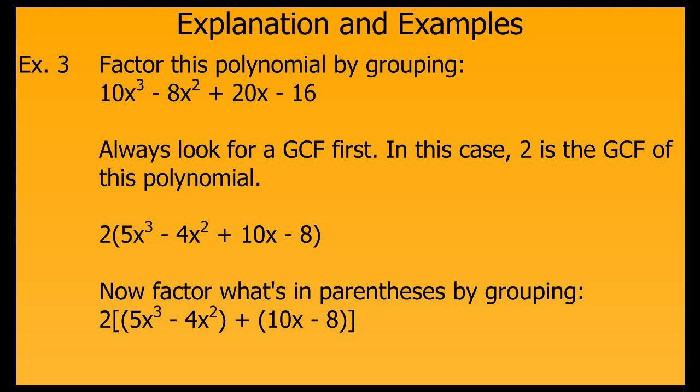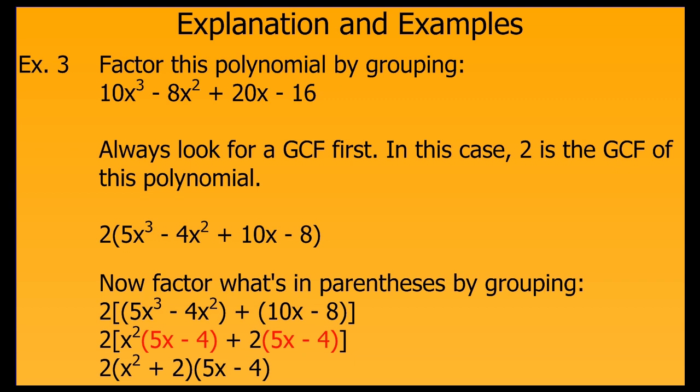I now group what's inside the brackets into groups of 2 and look for the GCF of each grouping. In my first grouping, I can factor out an x squared, and in the second, I can factor out a 2. I now notice that I have a common factor of the quantity 5x minus 4. So now I can rewrite this as 2 times the quantity x squared plus 2 times the quantity 5x minus 4. This is factored form. Notice that I still have that 2 out there. That's part of my factored form. If I leave that out, it won't multiply back out to be my original polynomial.